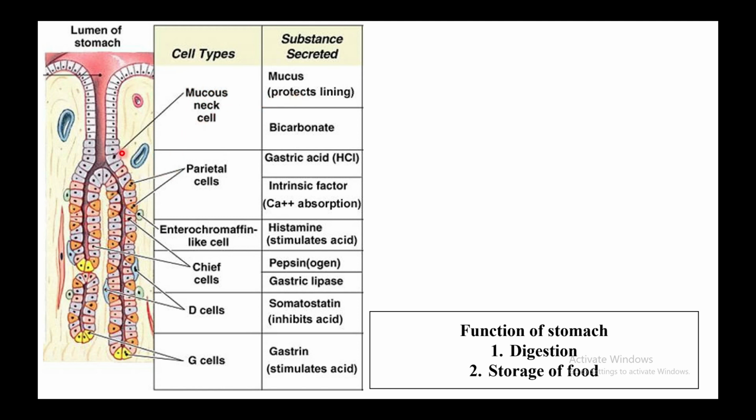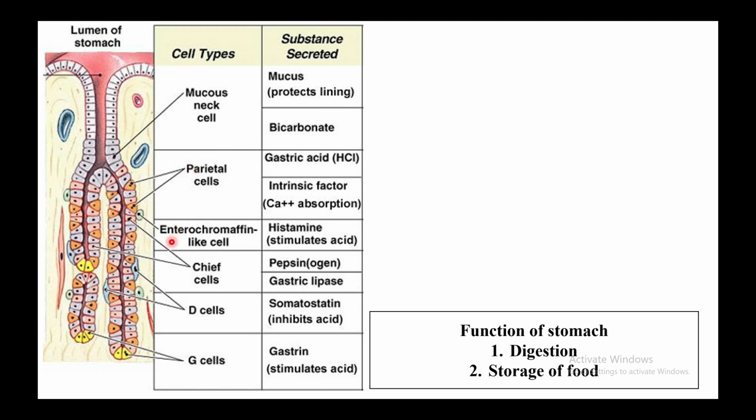You can see below the mucous neck cell there are parietal cells. The most important thing about a parietal cell is that it will produce gastric acid, or HCl. Gastric acid is important for the digestion of food. Whenever there is HCl, there is digestion, but when there is less secretion of HCl or a complete absence of HCl, there is no digestion. So the parietal cell will produce gastric acid, which is essential for the digestion of food.